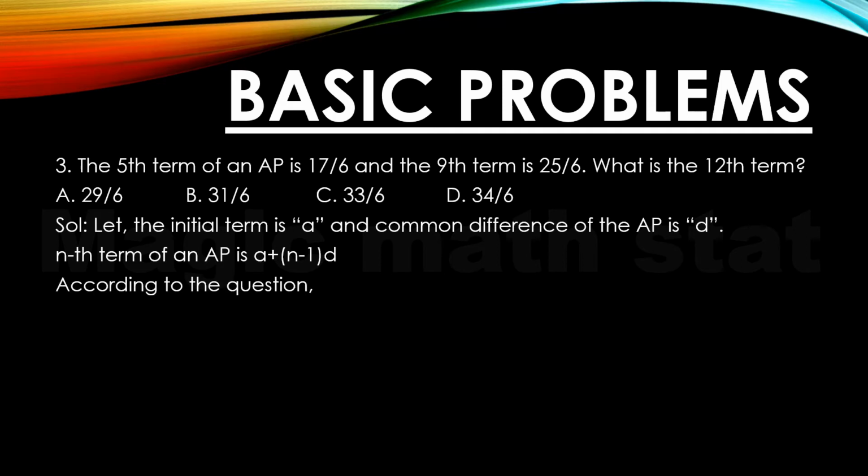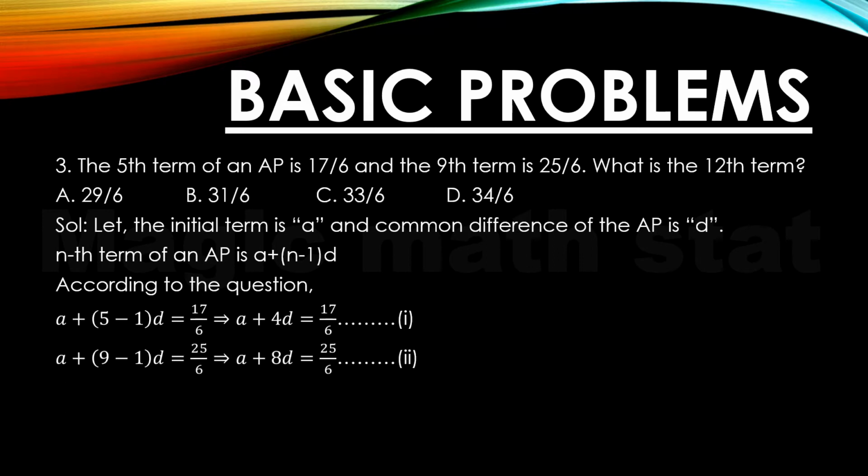According to the question, we know that the fifth term is 17 by 6. So A plus 5 minus 1 D will be 17 by 6. If you simplify it, you will get A plus 4D equals 17 by 6. Now number this equation as Roman 1. Now the second information, ninth term is 25 by 6. So A plus 9 minus 1 D is 25 by 6. Simplify it, you will get A plus 8D equals 25 by 6. Name this equation as Roman 2.